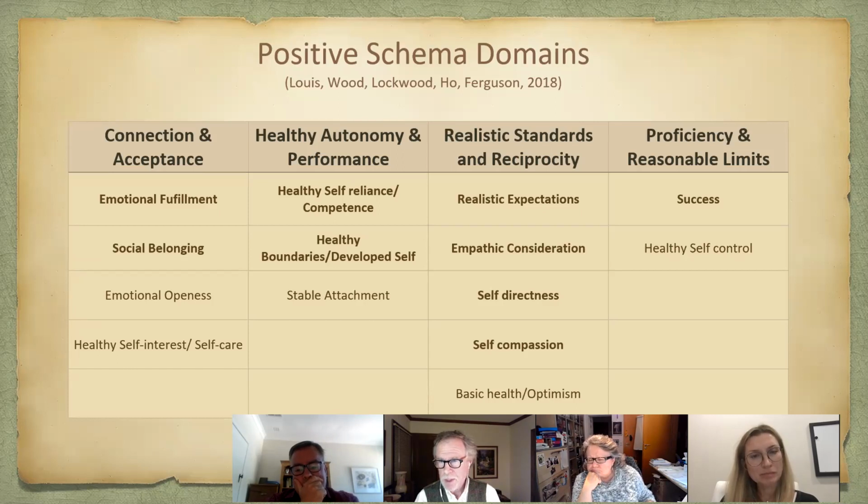And then success: reasonable limits we found paired with healthy self-control, and one of the findings about people who are successful is that they are conscientious and have high IQs. People who are able to be conscientious, plan things, follow through, and are capable, that pairs with success and doing well in life.